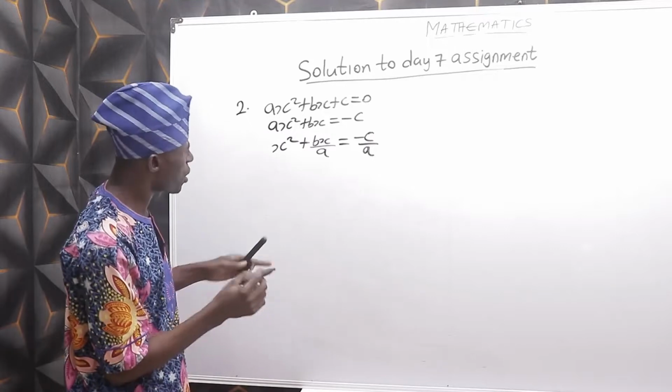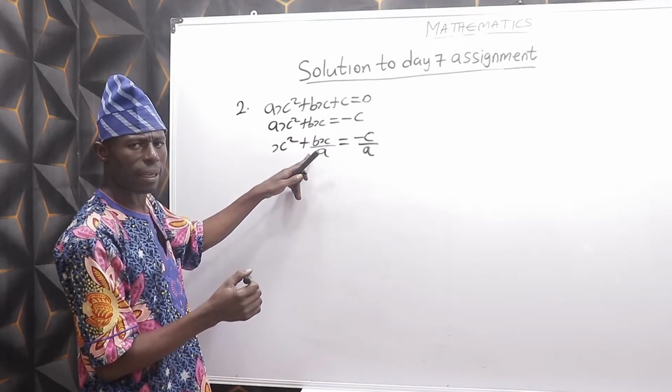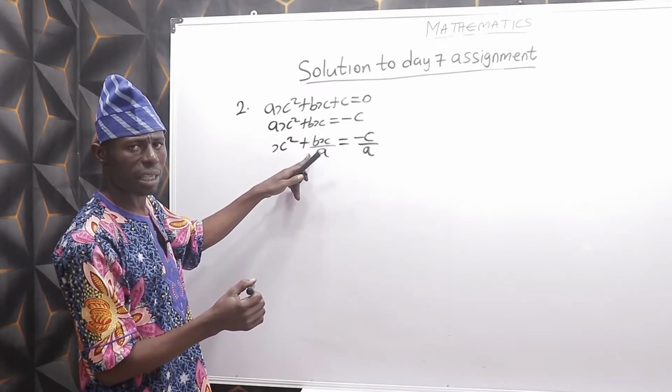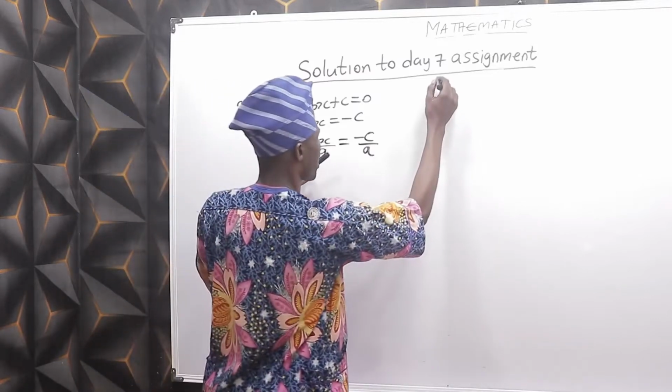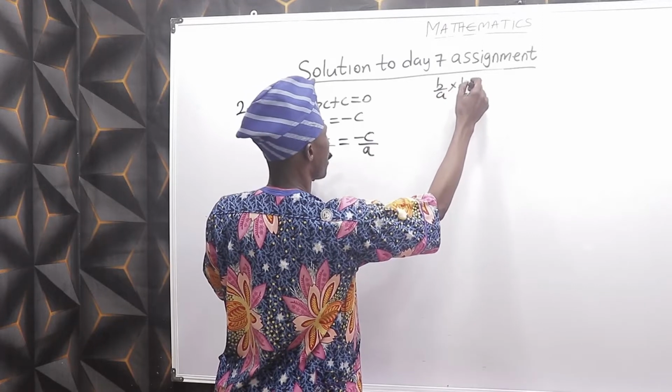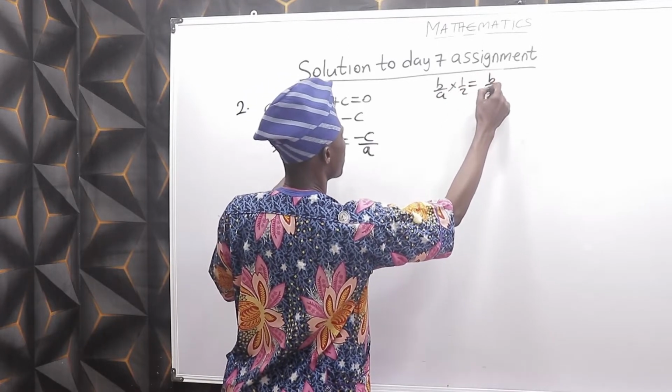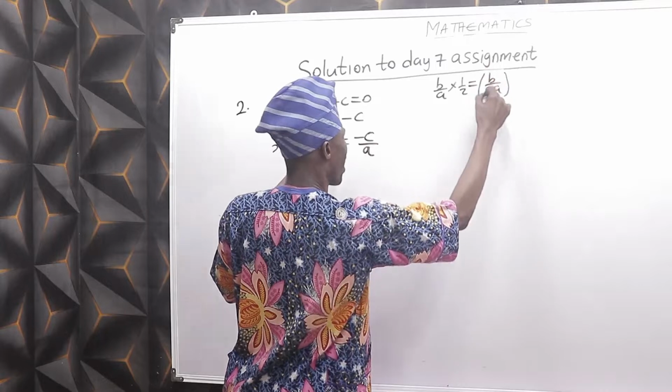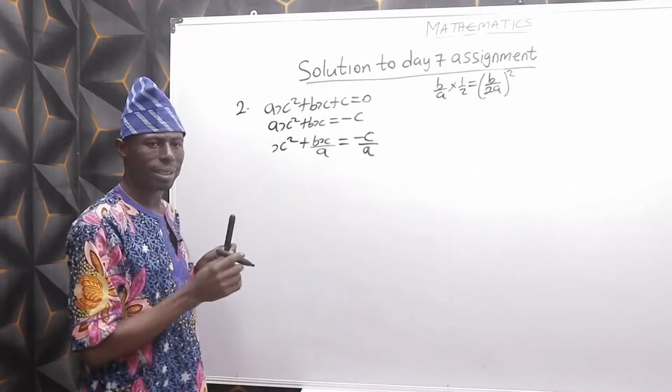So the next step is find the coefficient of x at this level. The coefficient of x at this level is b over a. Half of it, find it. Half of it will give us b over 2a. Square that half. Add it to both sides.